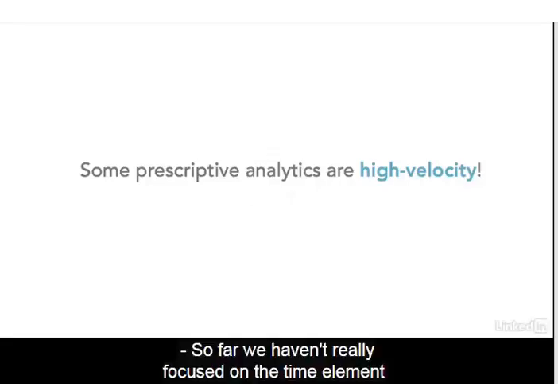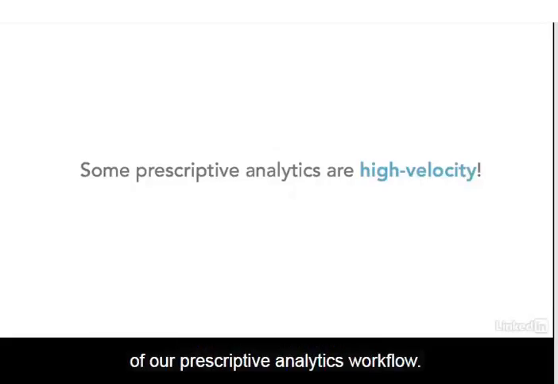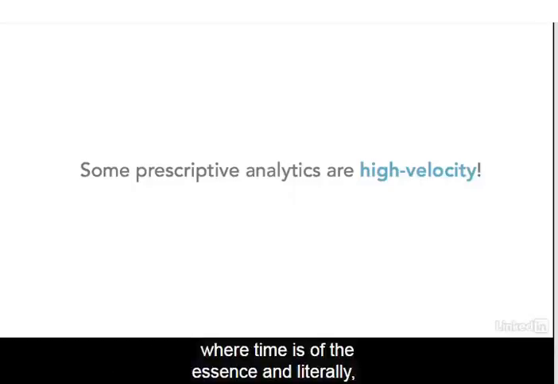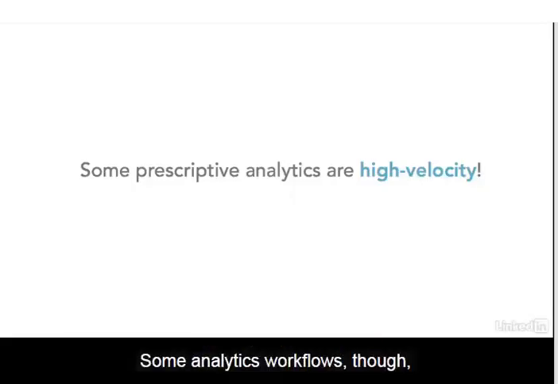So far, we haven't really focused on the time element of our prescriptive analytics workflow. We've looked at the steps that precede others and how the workflow progresses, but we haven't really looked at situations where time is of the essence and literally every second might count and make a difference. Some analytics workflows, though, are indeed high velocity in nature.